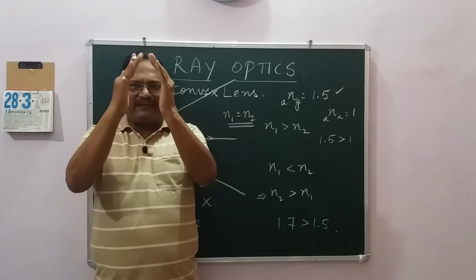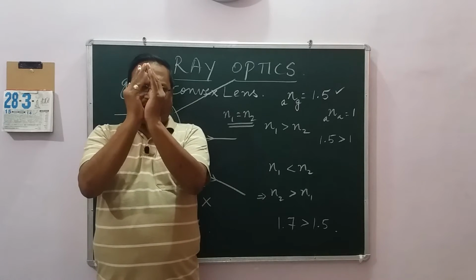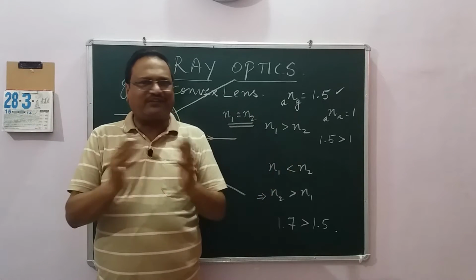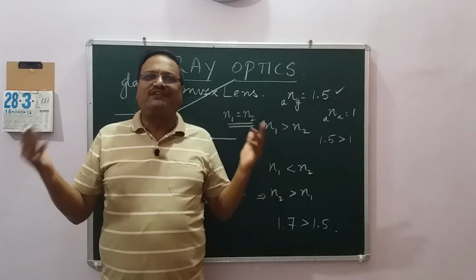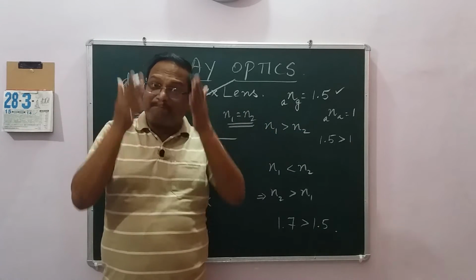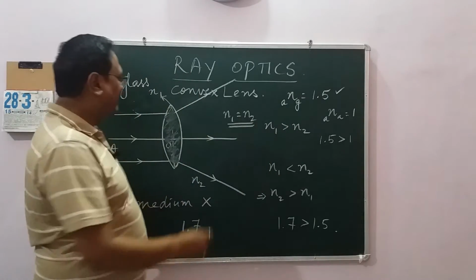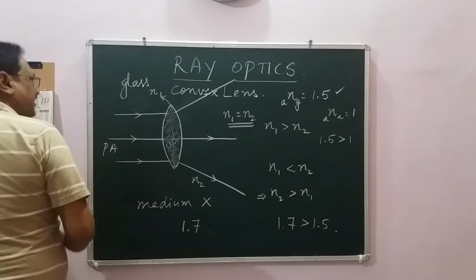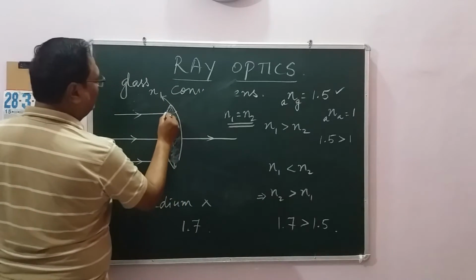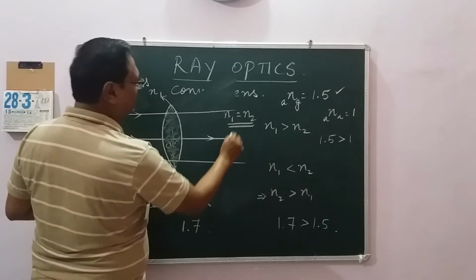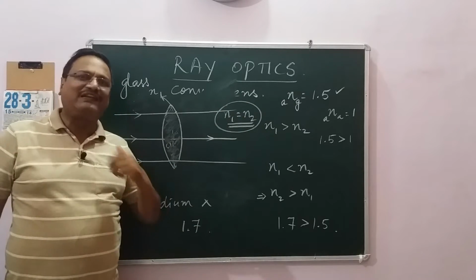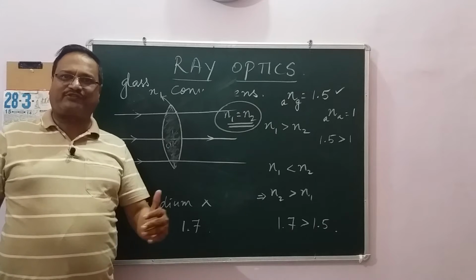Imagine you make a lens made up of water, and you place it inside water, everywhere water. The refractive index is the same, 1.33, so you will just see nothing. It will become like a plate. The rays will pass straight through it, just like that. It will have no impact at all when both refractive indices are the same. I hope you understand the concept.